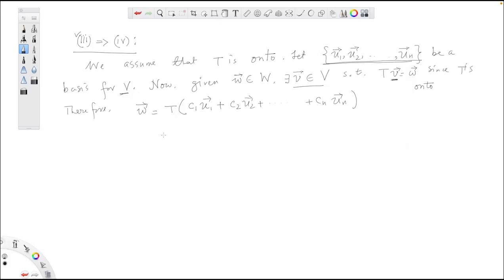And since T is linear, we can always write it as C1 TU1 plus C2 TU2 plus all the way up to Cn TUN. Yeah, since T is linear.